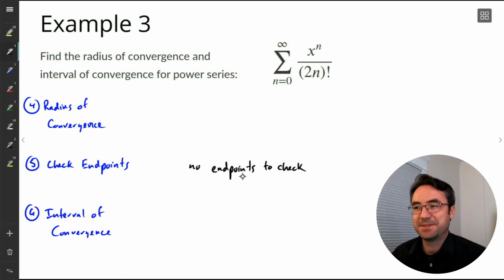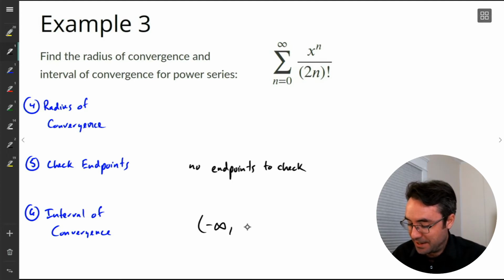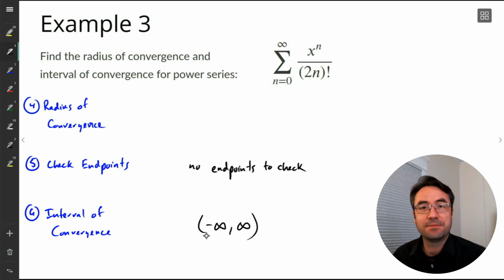So we get kind of lucky here. This one's not too bad. Normally you think you're close, and then you still have a lot more work with the endpoints. But fortunately for this one, there are no endpoints to check. So our interval of convergence is that it's everything: the interval from minus infinity to infinity.